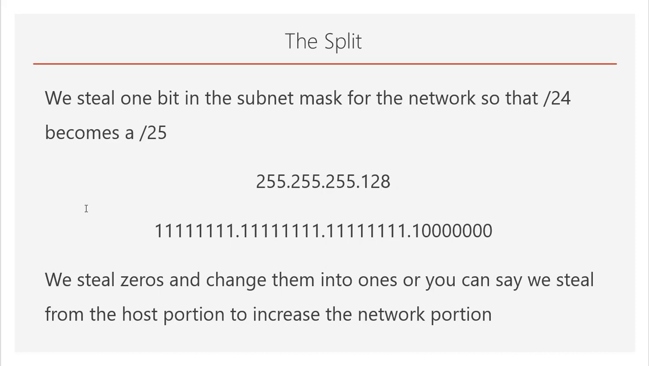So we steal zeros and change them into ones, or you can say we steal from the host portion to increase the network portion. Remember, ones are network portion, zeros are host portion. If I steal a single bit from the host portion, that gives me 2 usable networks. Well, what do those look like? What are those 2 different networks that it gives me?